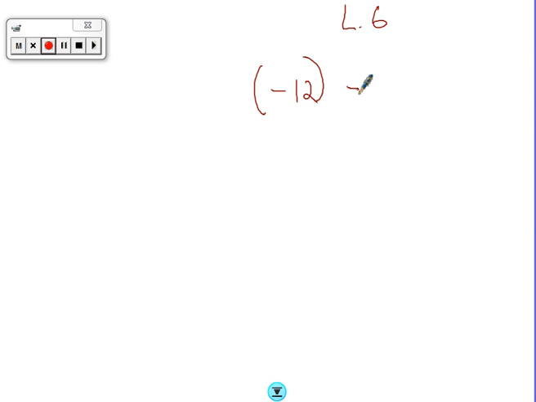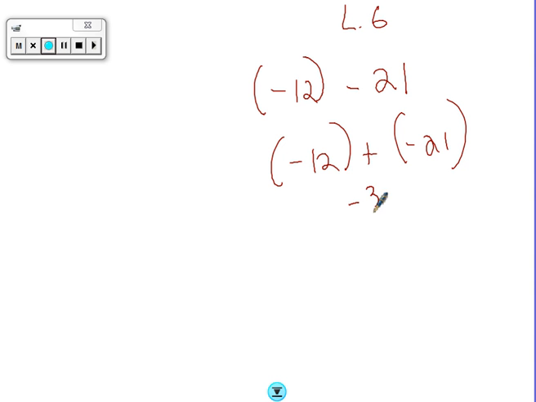Minus 21. And in essence here, what do I have going on here? In this problem, what do I have going on here? Right, I have two negative numbers happening. And you said it correctly. Algebra, what I have going on looks like this: negative 12 plus negative 21. Said it correctly. What is the answer? Negative 33. Okay, negative 33.